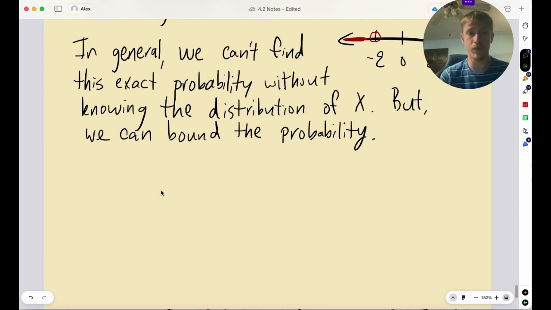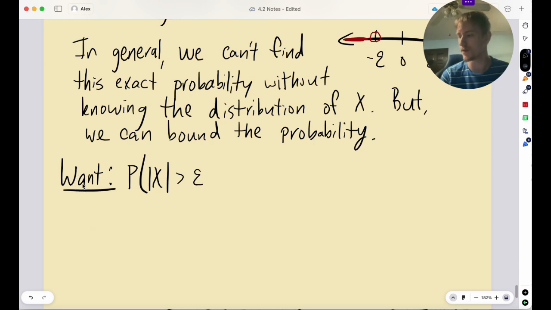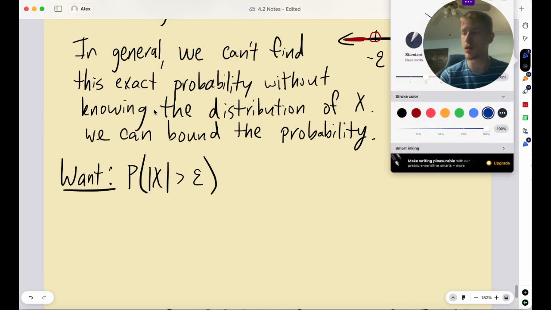What we want to do is find the probability that the magnitude of x exceeds epsilon. Of course, whether it's greater than or equal to doesn't really matter for the continuous case, but it absolutely matters for the discrete case for obvious reasons. So that's what we're wanting. Okay, so how are we going to do that?